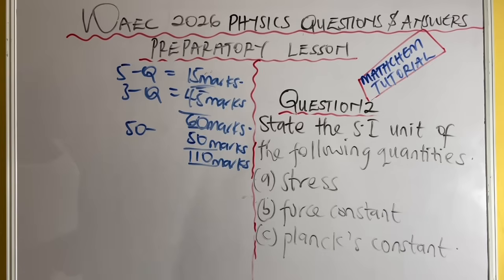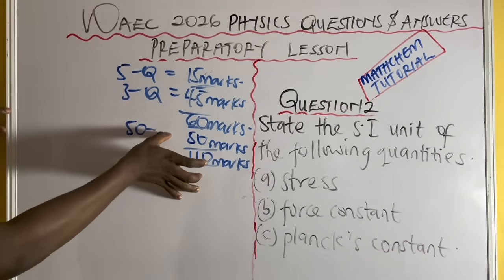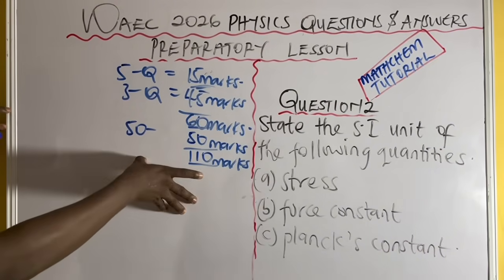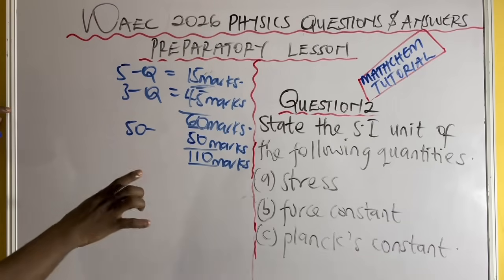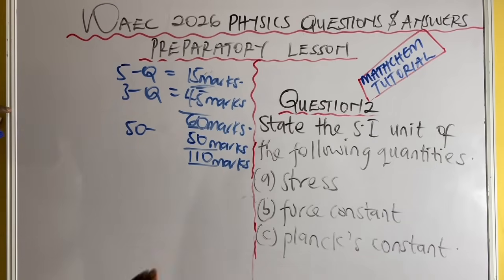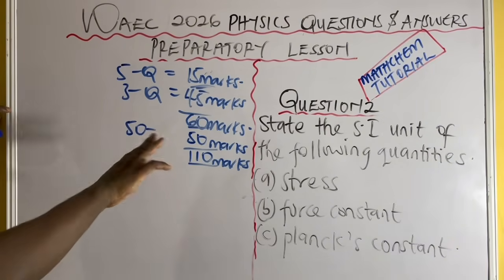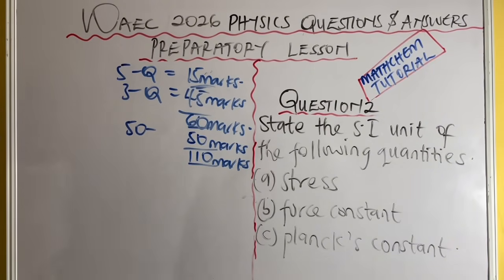So WAEC, according to the marking guide, will convert this 110 marks to 50, whereas your practical is also going to be 50 on its own. Your practical will not be converted or divided. They will add the full practical to the conversion of this 110 to 50 to make it 100. That's how the marking guide is.